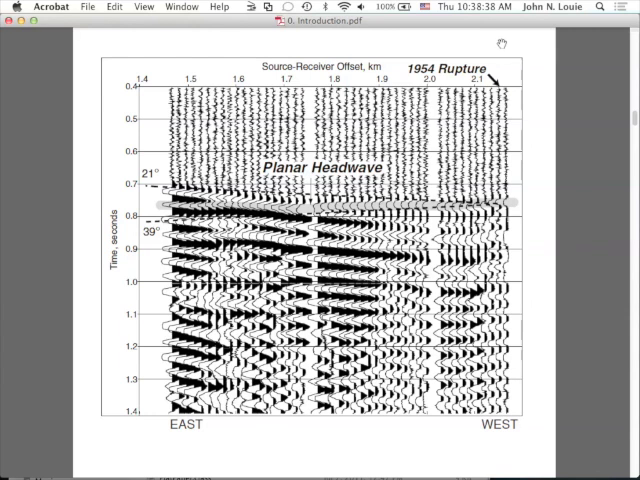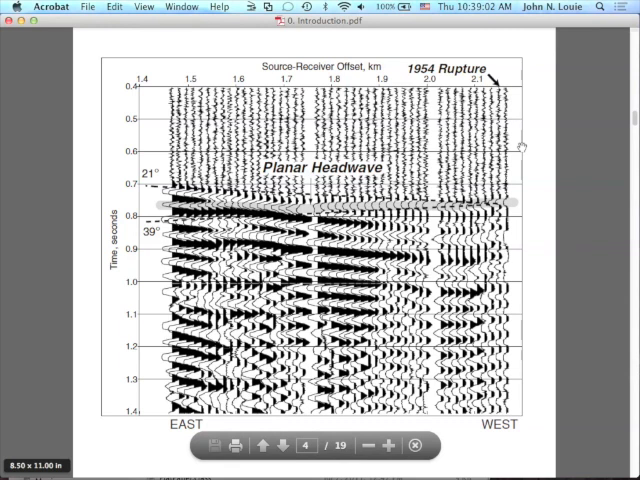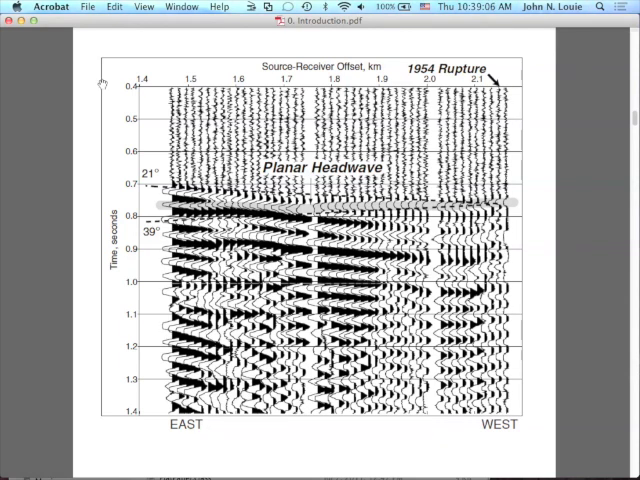Actually, let's see. The west is on the right. The east is on the left. So the 1954 rupture at the surface is right there. And the low angle fault was supposed to dip to the east. So it should be dipping from the upper right to the lower left. The shot is way off to the left, so the refraction is climbing up the ramp, climbing up the 30-degree dipping fault, and the wave comes in simultaneously because it's parallel to the ground.